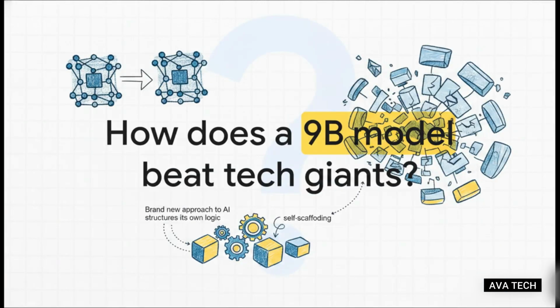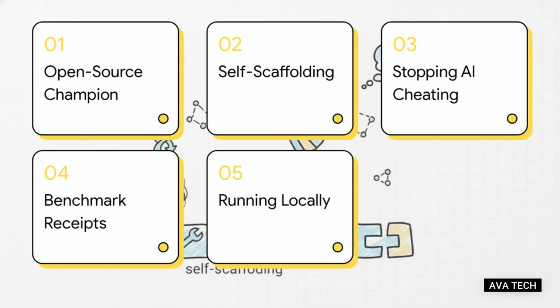Which brings us to the million-dollar question we're going to answer today. How exactly does a relatively tiny 9 billion parameter model, one you can run locally on your own machine, end up taking down massive corporate models 3 times its size? Well, it all comes down to a brand new approach to how AI structures its own logic. Okay, let's dive into this.